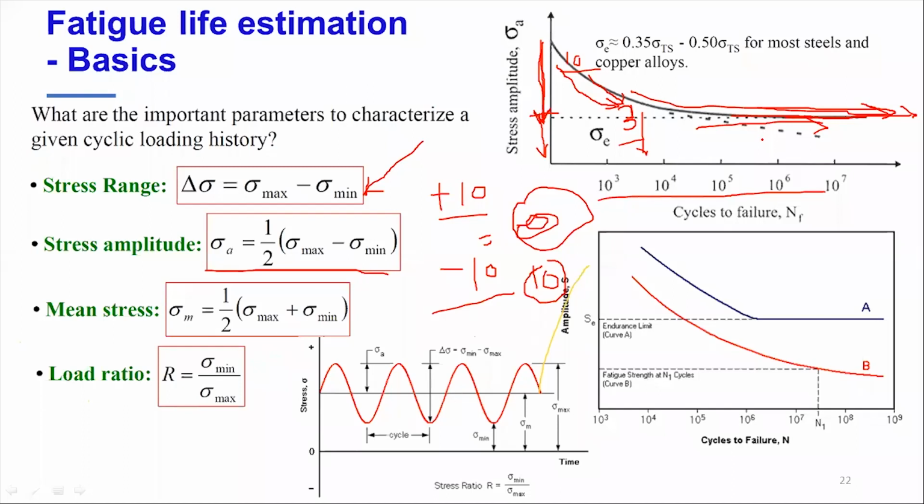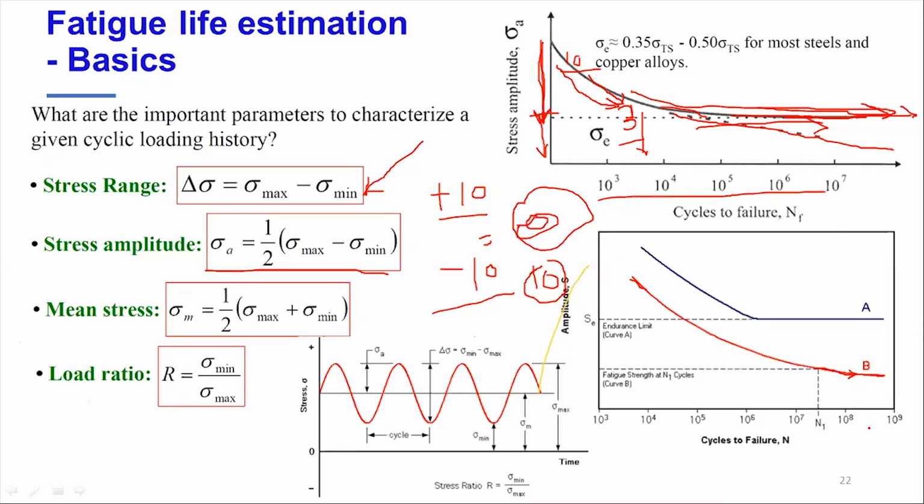But do all materials exhibit this? No. Aluminum and other materials do not. Here you see this red curve. This blue curve is typically exhibited by steels, but this red curve is the typical behavior of aluminum. For aluminum, this curve will not become flat. It will not become parallel to the x-axis. What it means is that a reduction in stress will further increase your life, but the life will never go infinite below any stress amplitude level.